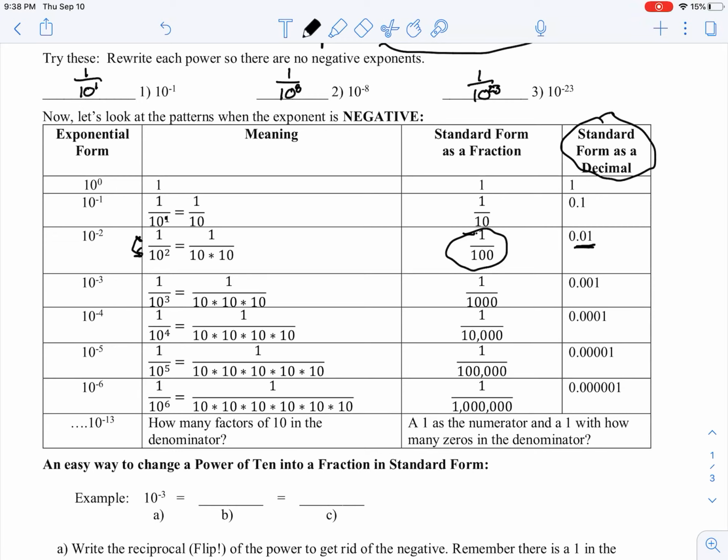So how many factors of 10 in the denominator for 10 to the 13th? Well, just like 10 to the positive 13th, there are going to be 13 zeros, or 13 factors of 10, in the denominator, which would give us a 1 on top, a 1 on the bottom, and 13 zeros after that 1.